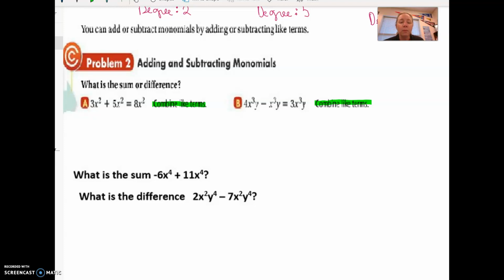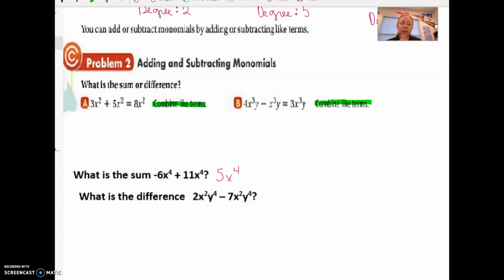So in these two problems, again, we can combine these together because they have the same exponent to the same power, so they're considered like terms. When we add those, the first one, -6 plus 11, would give us 5. So that would give us 5x to the fourth power.